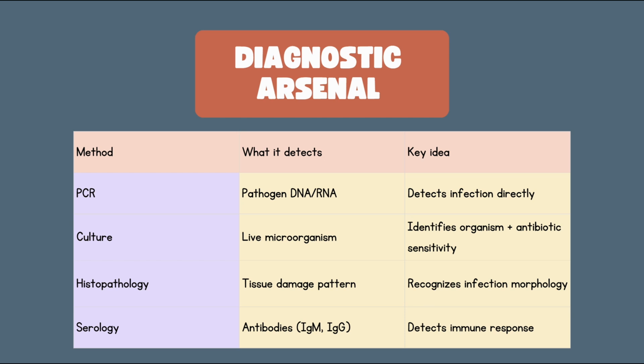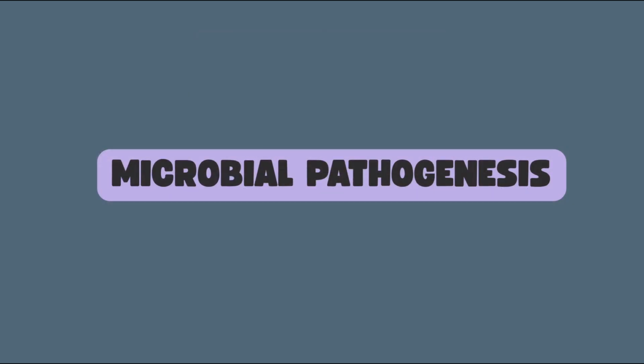We can know what infectious agents caused this disease by what damage they created to the tissue. And lastly, we have serology, which is looking at the antibodies, so looking at IgM, IgG, and this just looks at the immune response. So if we understand what immune response is happening, we can narrow down the disease that triggered this immune response. Now let's talk about the second main concept that we're going to be discussing today, which is microbial pathogenesis.